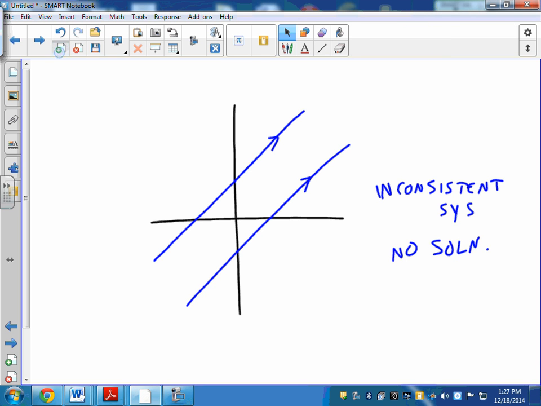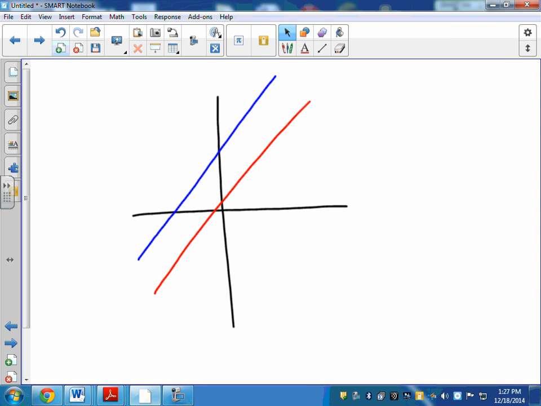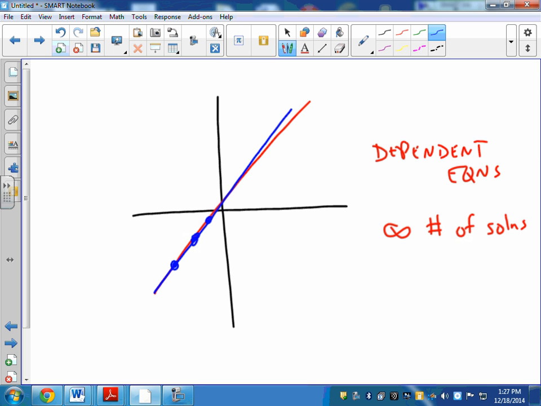And the third type that we ran into is where we have two lines again. Let me see if I can do this with two different colors. Suppose I had these two lines, but the blue one was actually lying right on top of the red one. Okay, so in this case, the two lines are really the same line, and these result from dependent equations. And there's actually an infinite number of solutions, which makes sense. Any point on these lines would be on both lines.